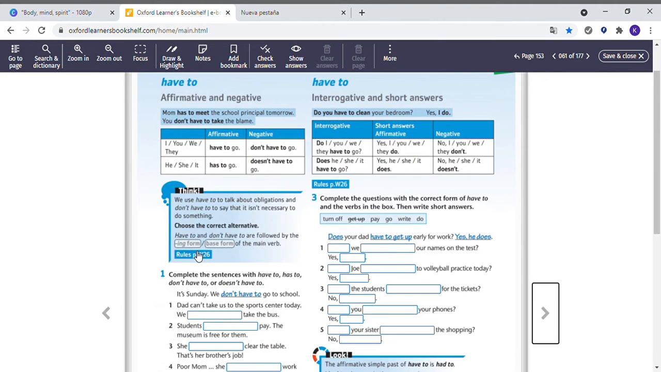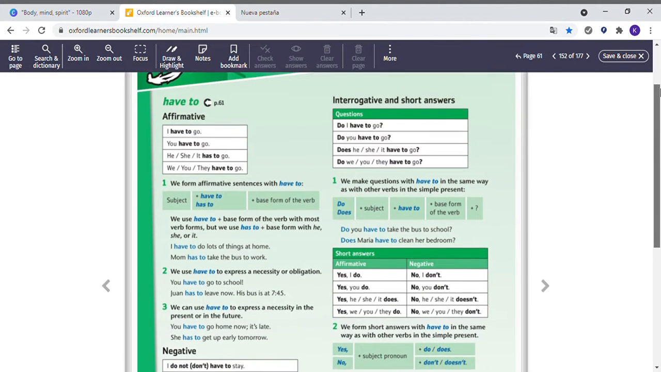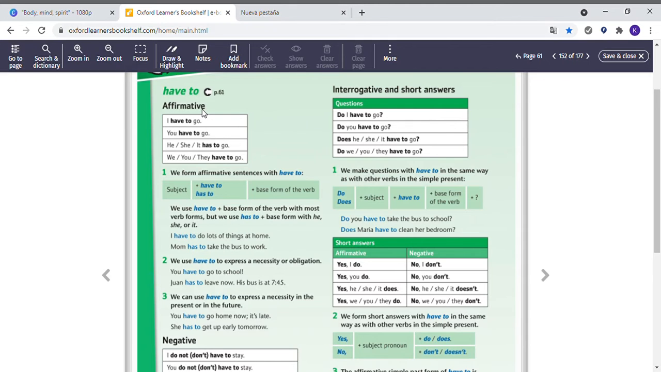Look at here. Wait a minute, we're going to go to grammar rules. And here we have affirmative. Guys, with I, you, we, you, and they, we're going to use have to, okay? Have to and the verb in the base form. That is to say, como lo digo en clase, chicos, es el verbo normal, sin ing, sin to, sin nada. Normal, normal, right? So, remember this, please. I, you, we, you, and they have to.